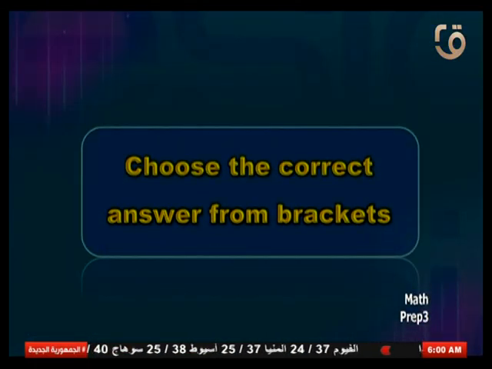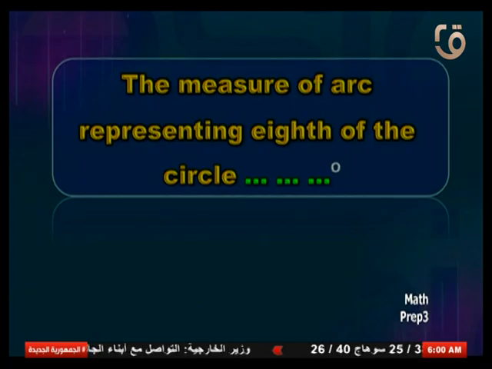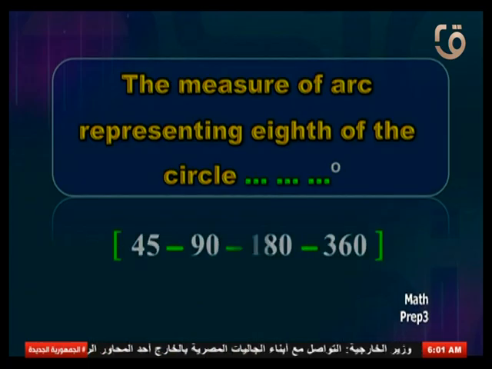Choose the correct answer from brackets. The measure of the arc representing 1/8 of the circle is going to be 45 degrees, 90 degrees, 180 degrees, or 360 degrees. At the very beginning, what is the meaning of the word 1/8?